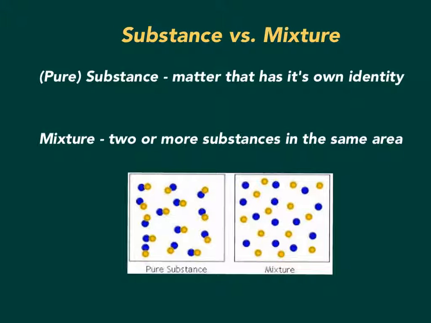So that brings us to a substance versus a mixture. Substances are also called pure substances. That's why I have this in parentheses right here. A pure substance is matter that has its own identity. Now, a pure substance can be one of two things. It could either be an element or a compound.